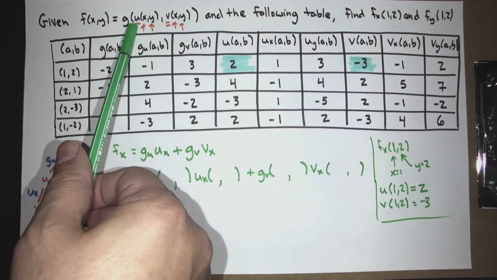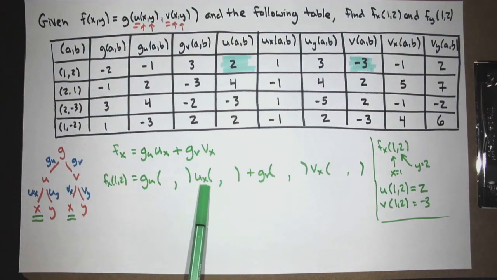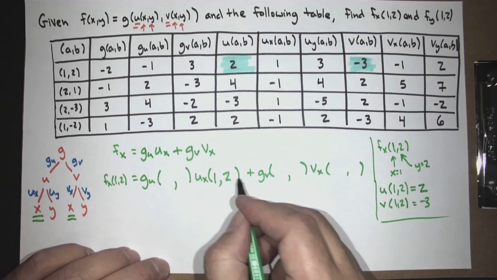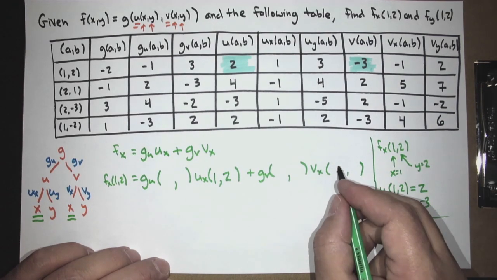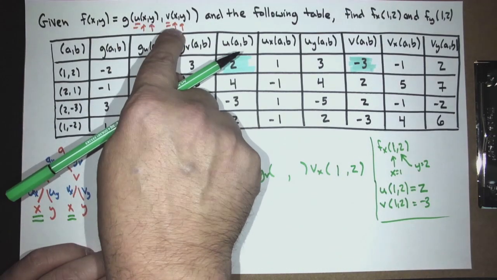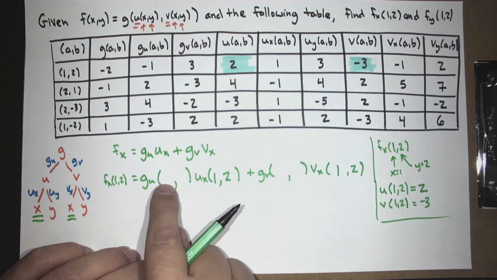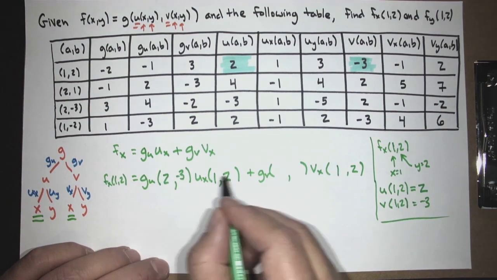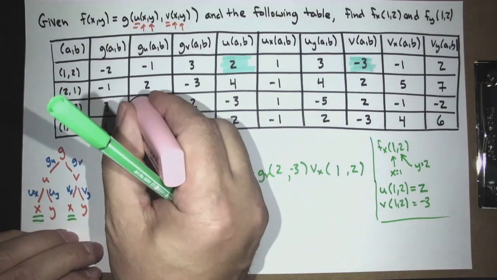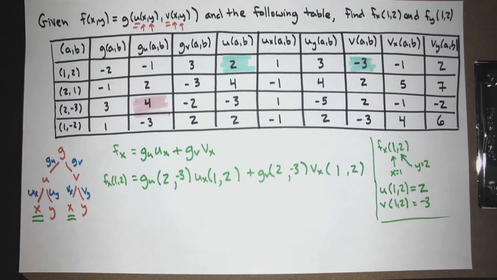u is a function of x and y. So these should be the x,y coordinates going into u. So what's the right point for the u sub x? 1, 2. How about the v sub x? Also 1, 2. What about the g sub u? Well, g sub u depends on what? u and v. So what goes in here? 2, negative 3, the u,v. All right, do we know g sub u at 2, negative 3? g sub u at 2, negative 3 is 4.